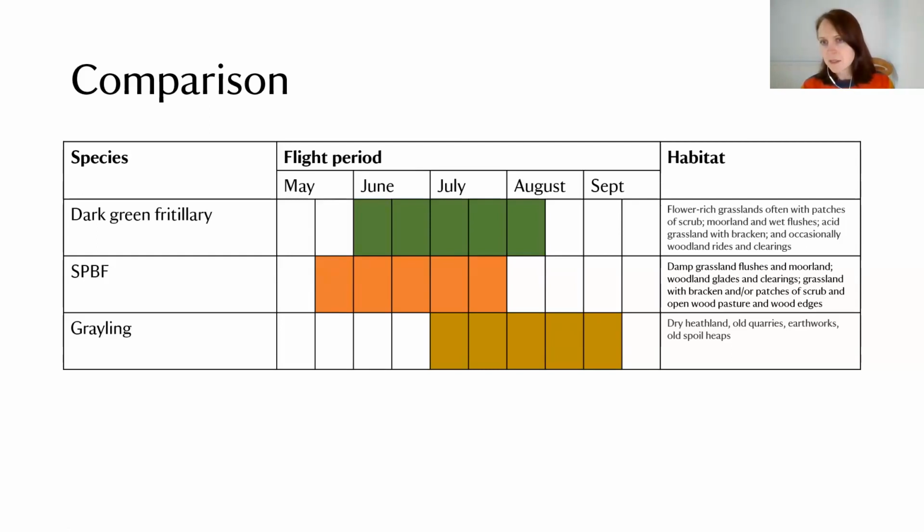So for dark green fritillary, similar to small pearl bordered in that it's those wet flushes, kind of heathery moorland areas, but also flower-rich grasslands with bracken, woodland rides and clearings. Small pearl bordered, as I said, it's that wet habitat, but also grassland with bracken again, patches of scrub, open wood pasture and wood edges. But really you have to be relatively near a wet area, I think, for small pearl bordered. And then completely different for grayling. As we said, it's those old industrial sites, spoil heaps, quarries, earthworks, and dry heathland, inland anyway.